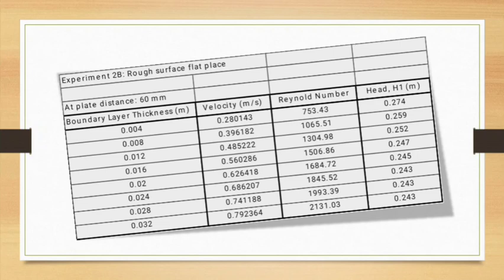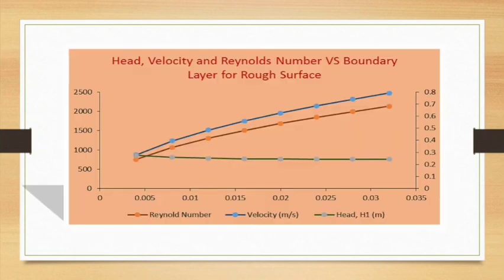I will also use the plate distance of 60 millimeter. And the only thing that changes here is the head, H1. The boundary layer thickness, velocity and Reynolds numbers are the same. This is the graph for the rough surface.